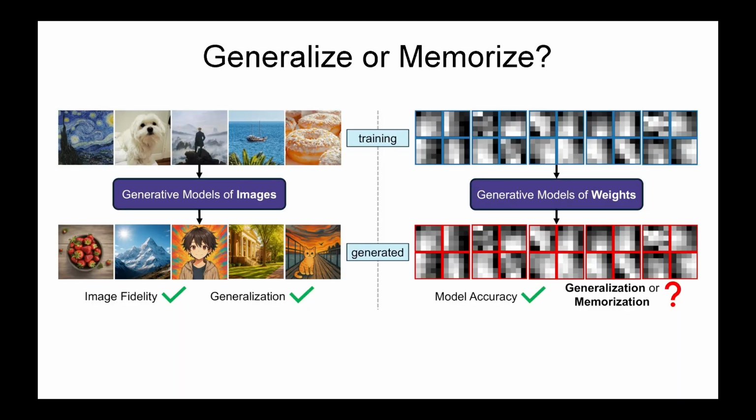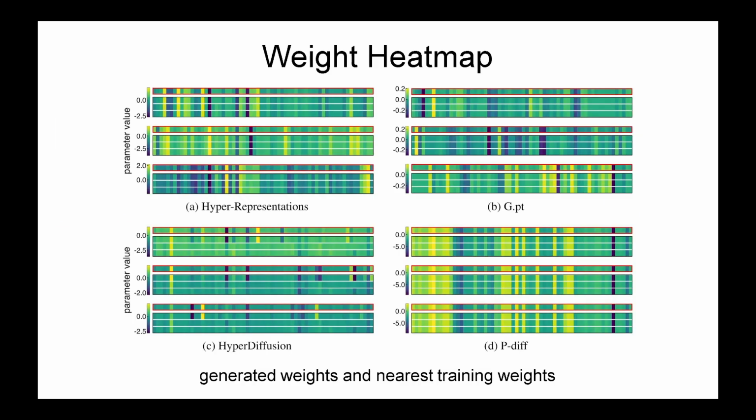While the prior studies primarily evaluated the methods based on the downstream performance of the generated checkpoints, a critical question remains. Have the generated models learned to produce meaningfully distinct weights that generalize beyond the training weights, or do they merely memorize the training data? In this study, we analyzed four representative generative modeling methods for weights: hyperrepresentations, G.pt, hyperdiffusion, and pdiff.